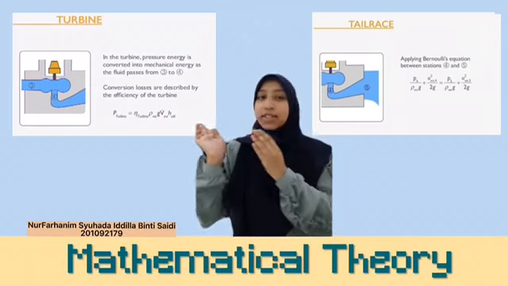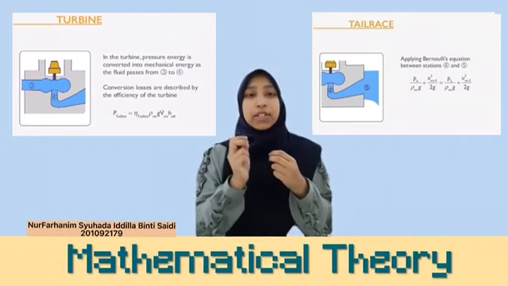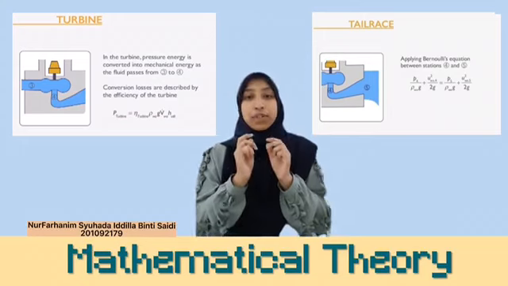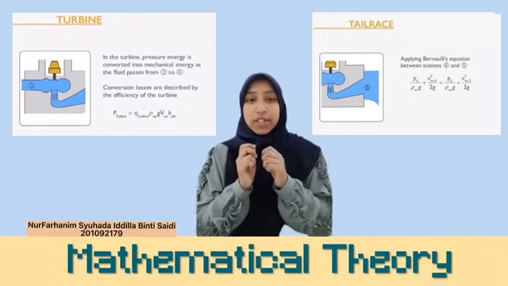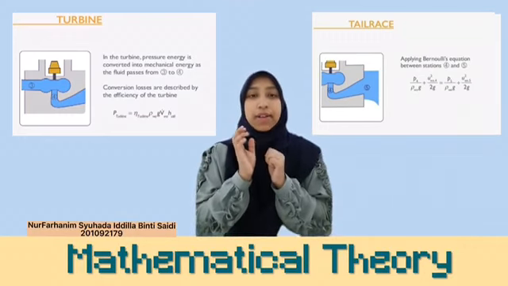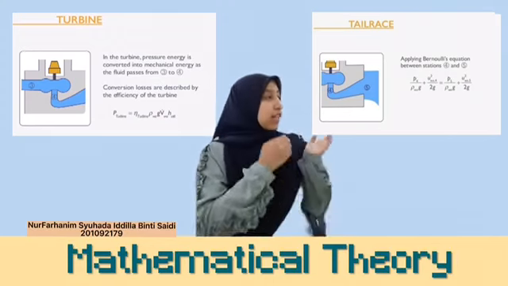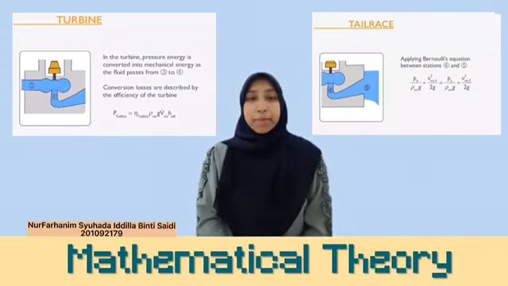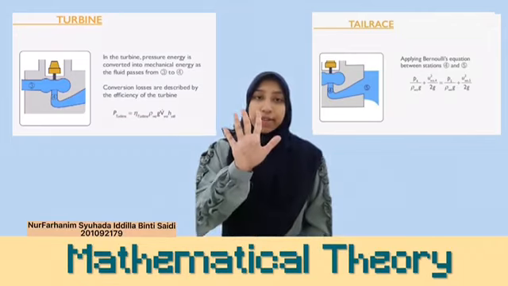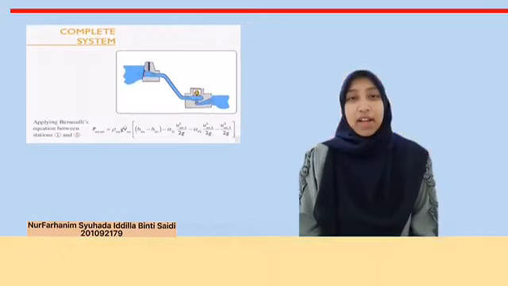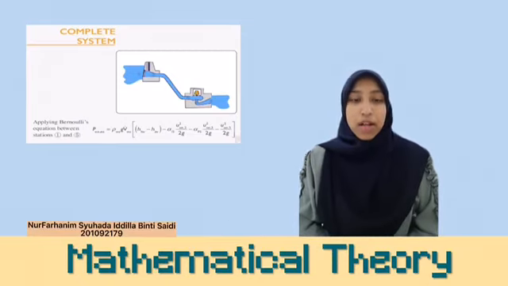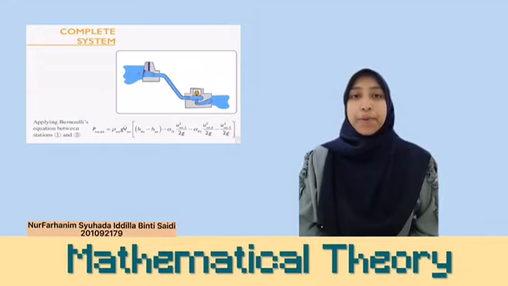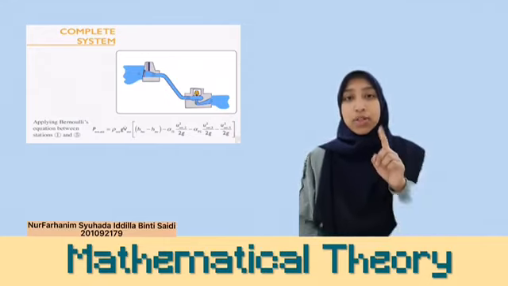In the turbine, pressure energy is converted into mechanical energy as the fluid passes from 3 to 4. Conversion losses are described by the efficiency of the turbine. In the draft tube, applying Bernoulli's equation between station 4 to 5. And the last, the complete system: applying Bernoulli's equation between station 1 to 5.